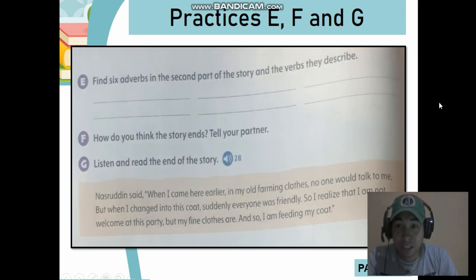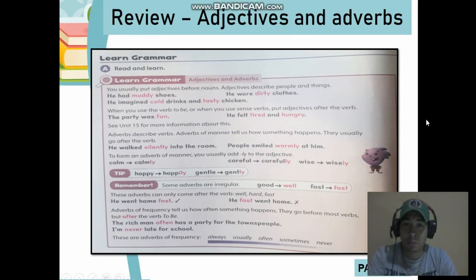So, did you like the story? I like the story too. It has a very good moral. Some people like to see or describe somebody by the appearance without knowing what is on the inside. So now let's move on into the review.